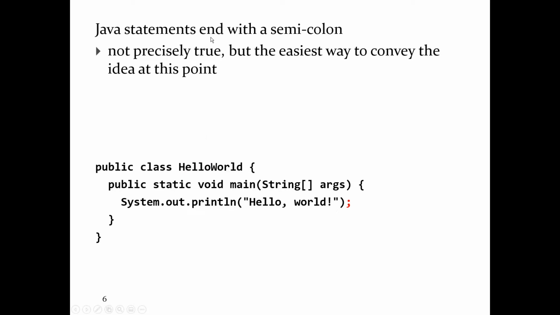Java statements almost always end with a semicolon. That's not exactly true, but it's the easiest way to convey the idea at this point in time. That's another difference between Python and Java. In Python, you're allowed to put a semicolon at the end of a statement. In Java, you must put the semicolon at the end of a statement. The other difference you may have noticed is how you print something. In Python, you use the print function. In Java, you have to write something like System.out.println. I'll explain a little bit more about this shortly.